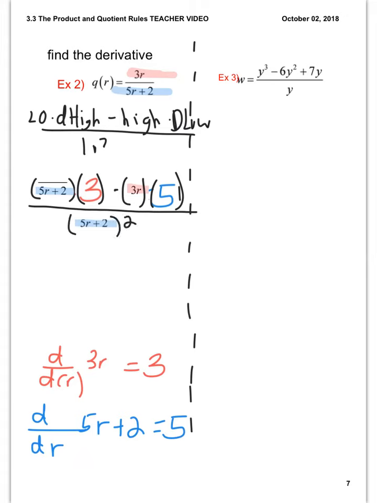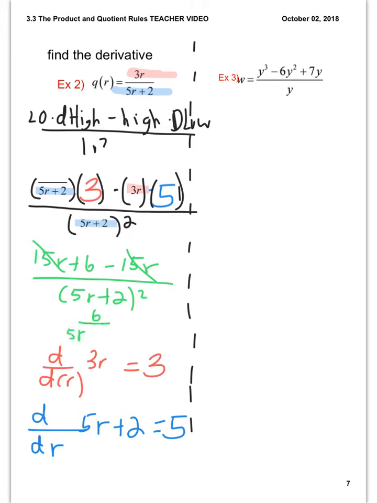Now our only step left, obviously, is just to do a little simplification. We should clean that up a little bit. So I know what 3 times 5r plus 2 is, so that's 15r plus 6 minus 15r, all divided by 5r plus 2 squared. I'm just going to leave at that. I don't really need to expand that. And we can see that the r's will cancel. So our final derivative will just simply be 6 divided by 5r plus 2 squared.